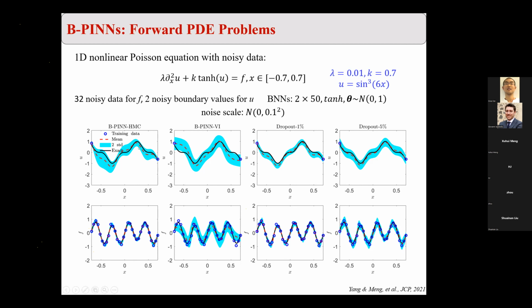And this is a prediction using different methods, say HMC, BPINN plus mean field variational inference, and dropout. This is the predicted mean for U and the predicted uncertainty for U. And this is a prediction for F. As we can see in this case, the computational errors between the predicted mean and the reference solution are also bounded by the predicted uncertainty.